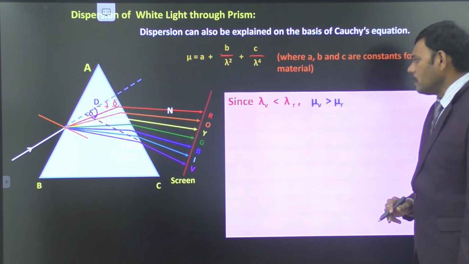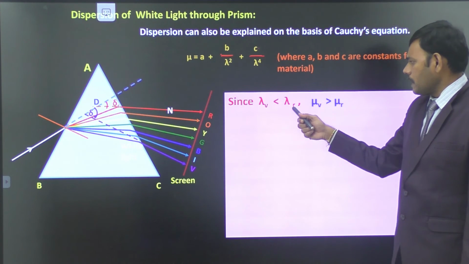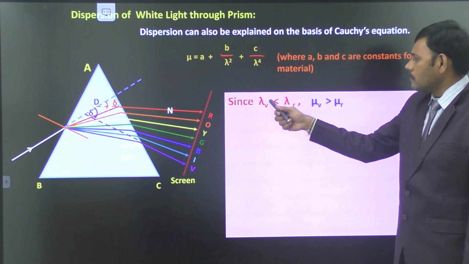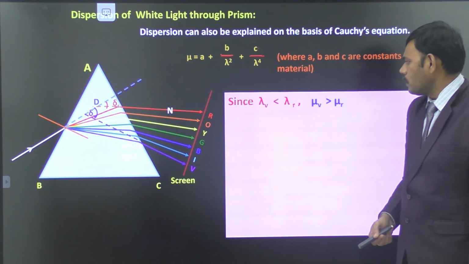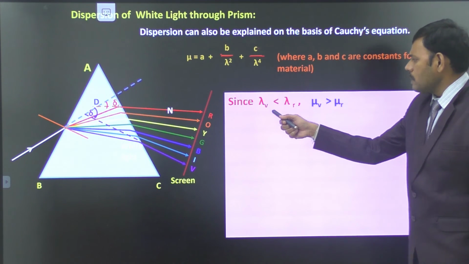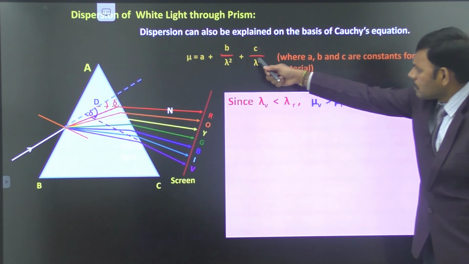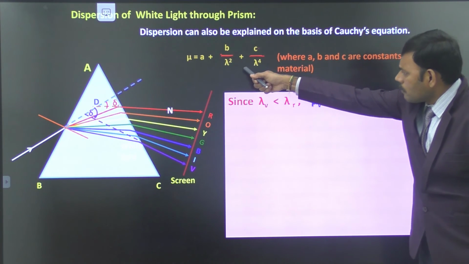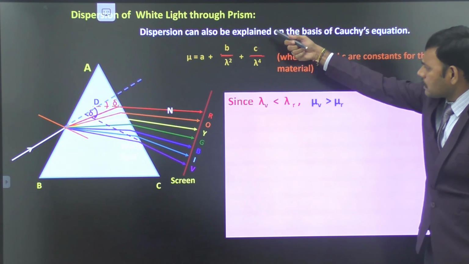Here we know very well, red is of greatest wavelength of visible light, violet is of least wavelength of visible light. As lambda V is less than lambda R, from this expression, as wavelength decreases, refractive index increases.